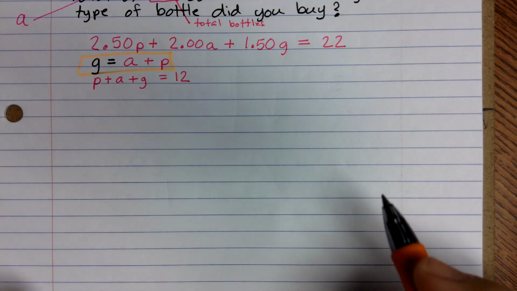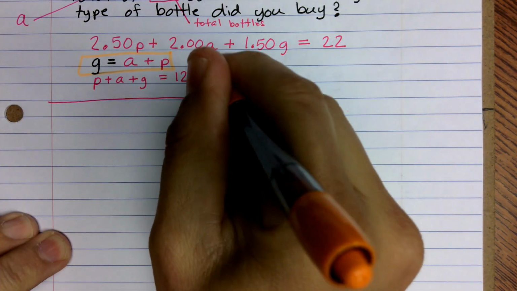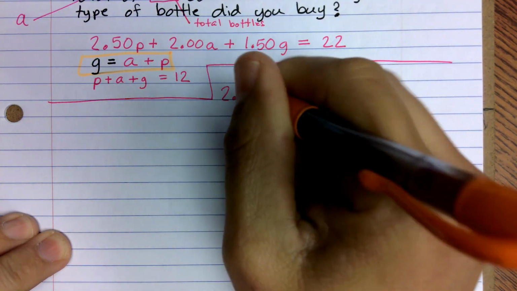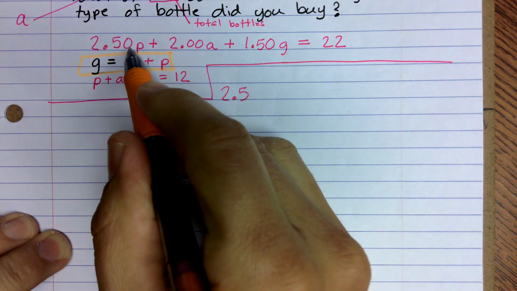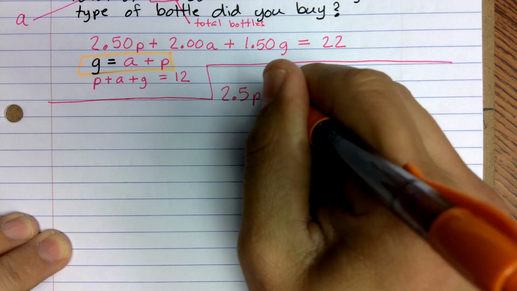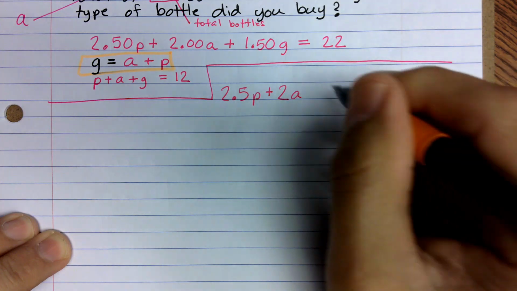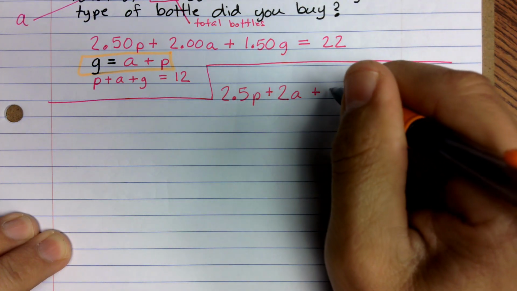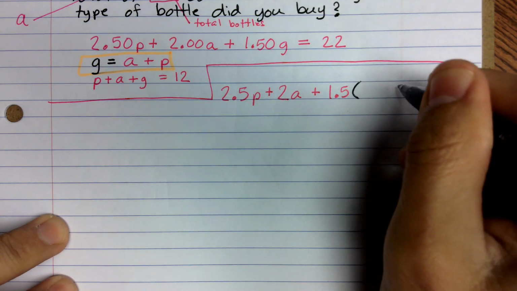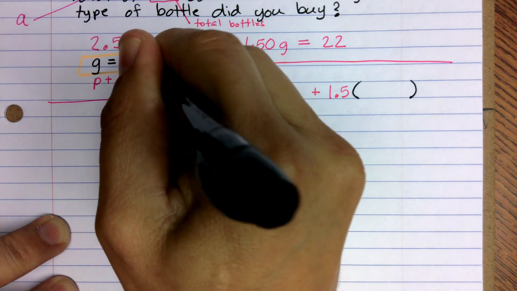Alright, so now let's start doing some of this work. I'm going to rewrite this first one up here, and I'm going to block this off. And I have 2.5. I'm going to leave the 0 off, that way we have a little bit less digits to deal with. And I'm going to put P plus 2A, because 2.00 is the same thing as 2, plus 1.5. But instead of a G, I'm going to put a set of parentheses because we are now going to substitute the value of G in here. I'm going to change that one to all black so you can see clearly.